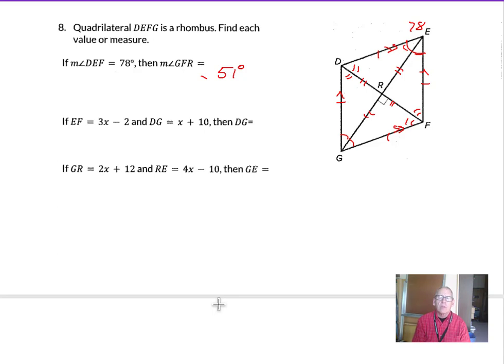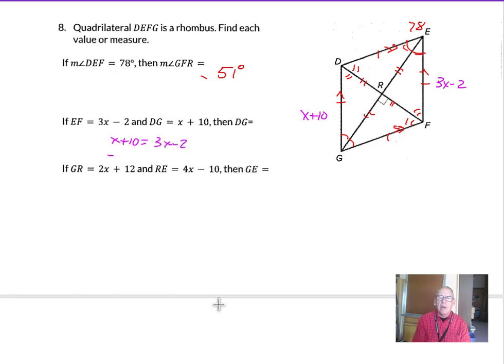Let's look at the next one on here. If EF is, let me change colors, 3x minus 2, and DG is x plus 10, they want us to find the length of DG. Now, in a rhombus, all the sides are congruent, so we can actually set these two expressions equal to each other. We have x plus 10 equals 3x minus 2.